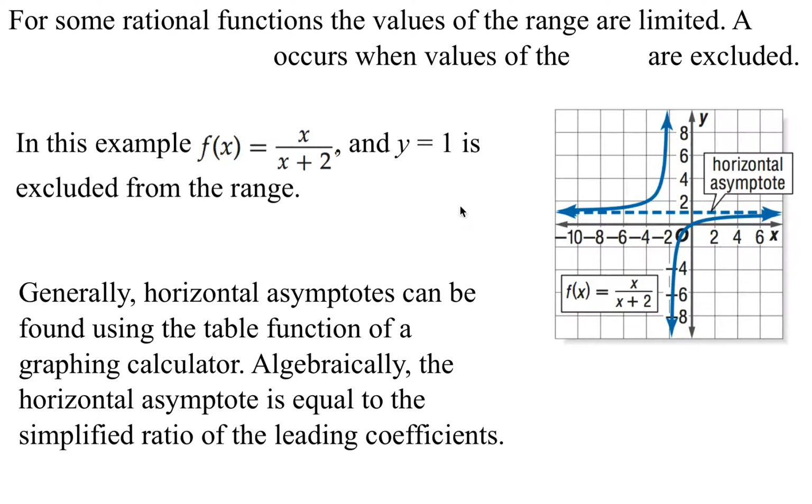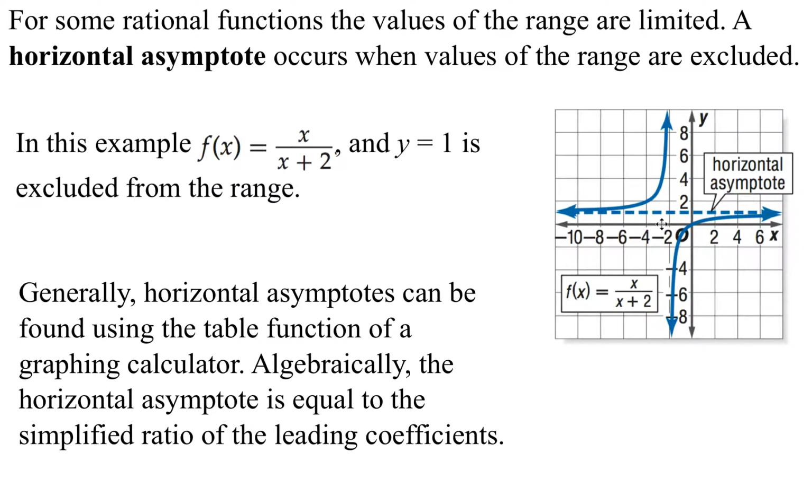For some rational functions, the values of the range are limited. So remember, the range are the output values, and this is called a horizontal asymptote, and that occurs when the values of the range are excluded. You can see we have a horizontal asymptote right here. And so here's this example, this is the equation of the function. Okay, so we know that we have a vertical asymptote at x equals negative 2. They don't have that drawn in here, but you can see that that exists. And y equals 1 is excluded from the range.